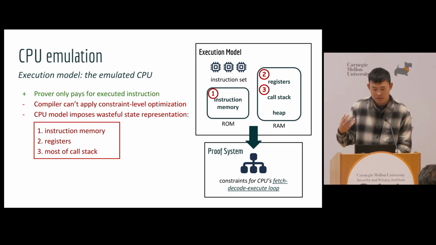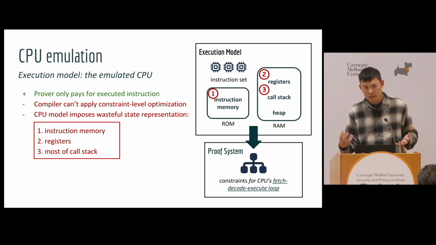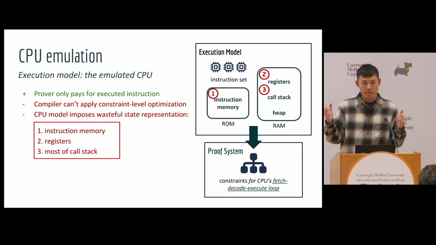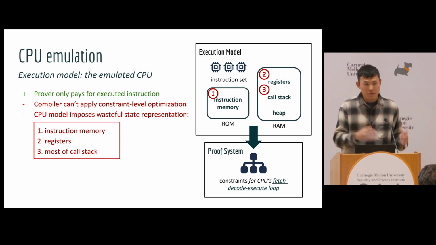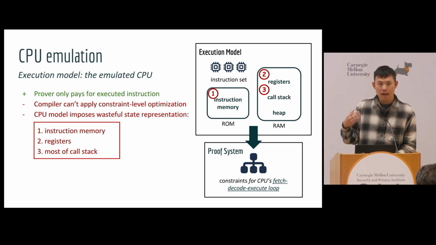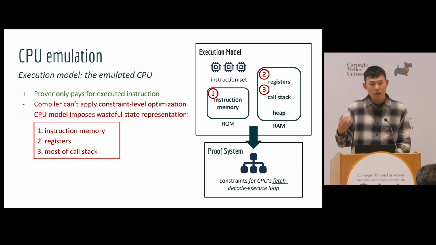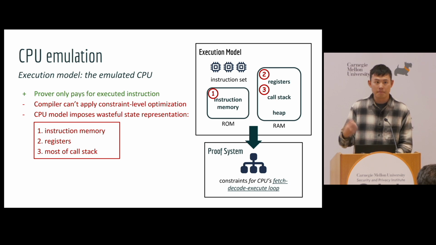And furthermore, despite how the creators of CPU emulators will try to convince you otherwise, a CPU is still very different from a proof system. If we want to blindly apply an execution model for a CPU into a proof system, that results in overheads in things like instruction memory, register handling, and the usage of call stack, and all of that makes CPU emulators less efficient than what a SNARK system could be.